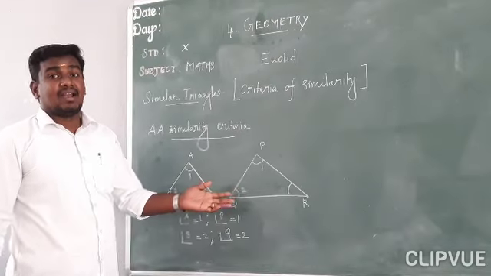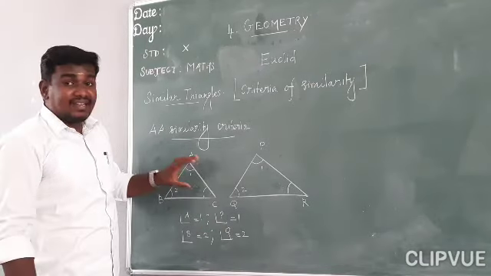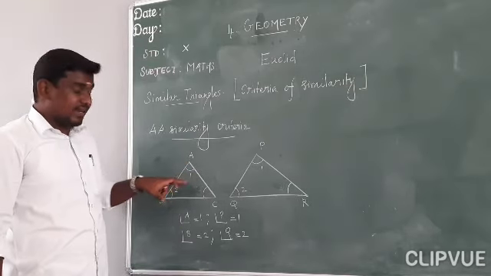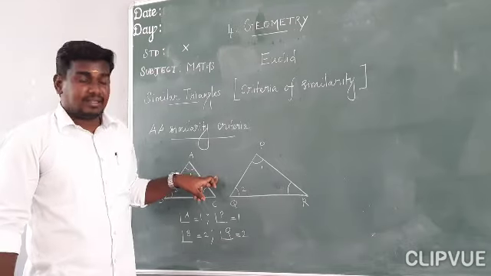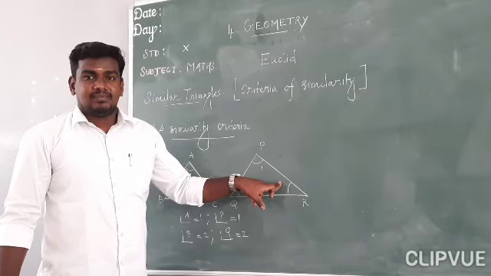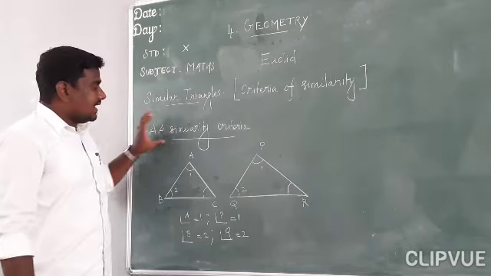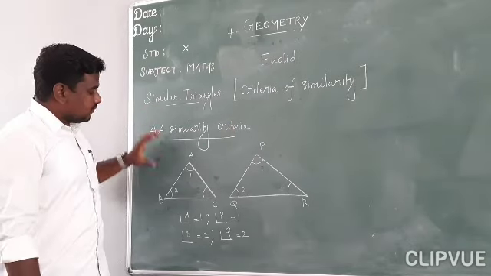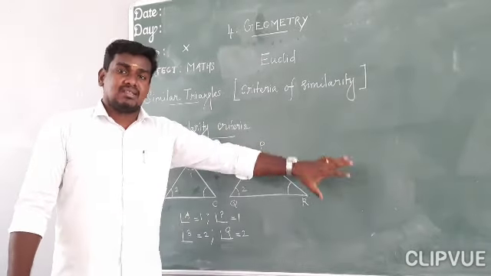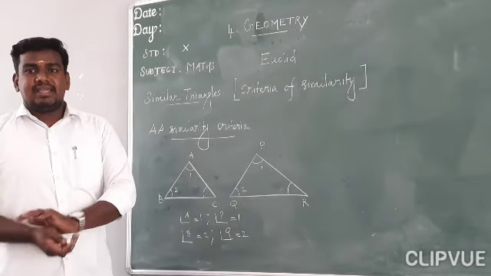Because the sum of the interior angles of a triangle is equal to 180 degrees. According to the condition, we can find the rest of the angle value. So if the sum of the first two angles is equal to 90, the third one must be 90. Here also the first two angles sum to 90, so the third one must be 90. So if two angles are equal, the third one must be equal. Okay, that is the angle similarity criteria. If two angles of one triangle are respectively equal to two angles of another triangle, the third angle must be equal. This is the angle similarity criteria.